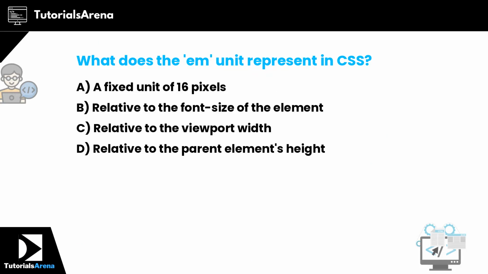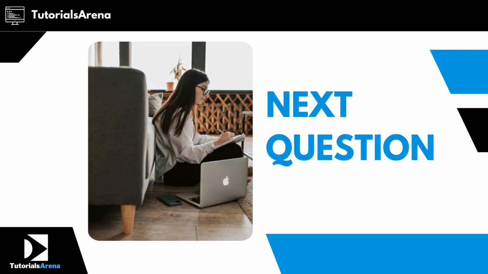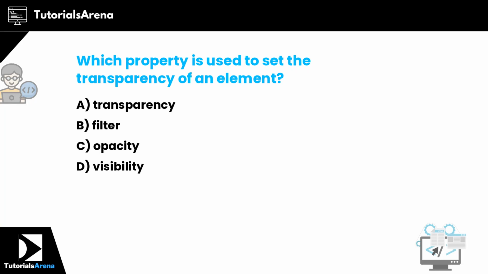What does the em unit represent in CSS? The correct answer is option B, relative to the font size of the element. Which property is used to set the transparency of an element? The correct answer is option C, opacity.